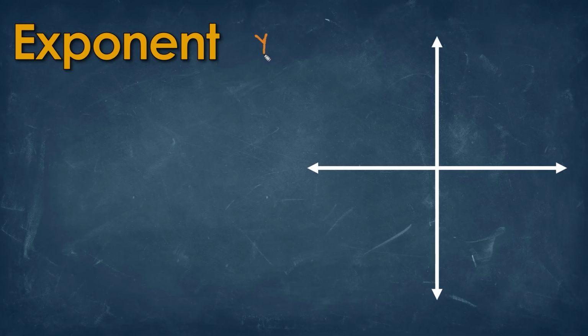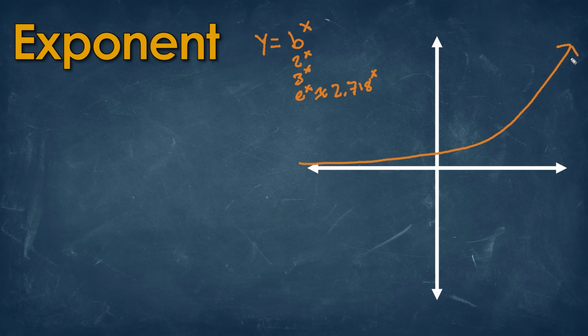When we look at exponents, we're going to be looking at a function where we have y equal to b to the x power. Now, b could be any value. It could be 2 to the x, it could be 3 to the x, it could also be e to the x. And if you remember, e is equal to roughly 2.718 raised to the x. Now, a function of an exponent will look something like this if we have exponential growth.